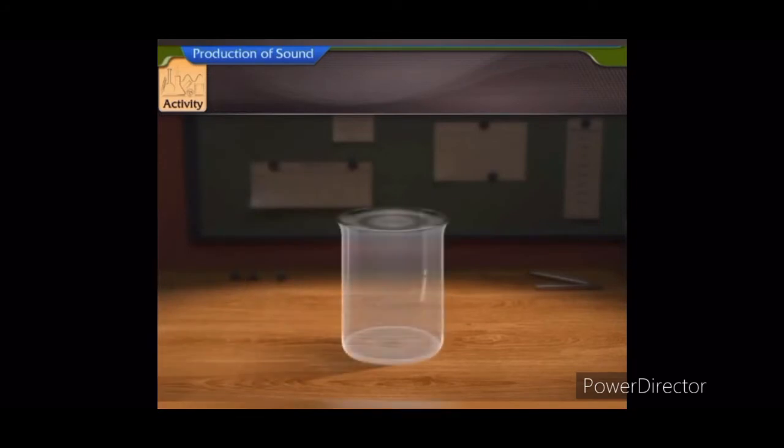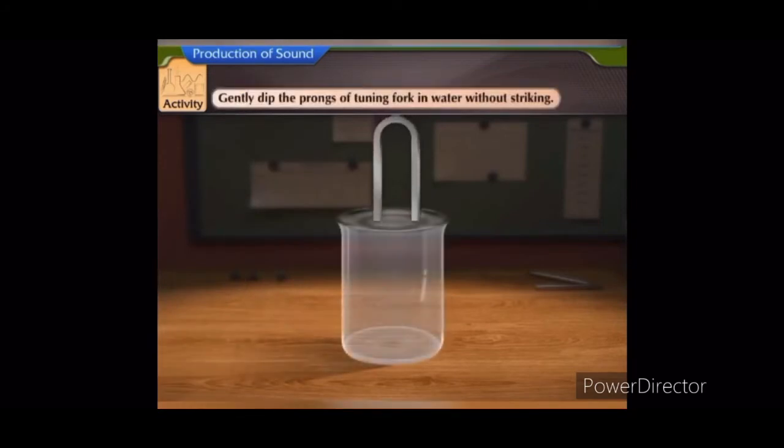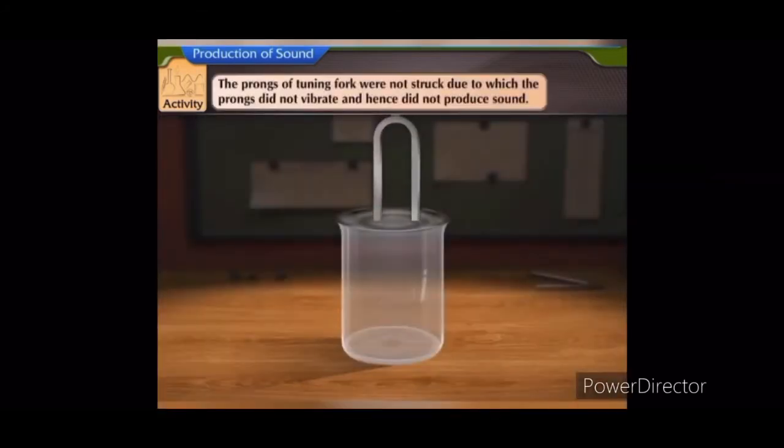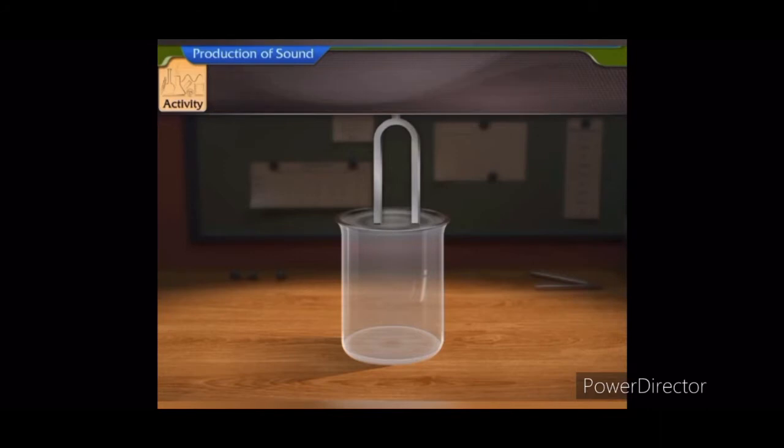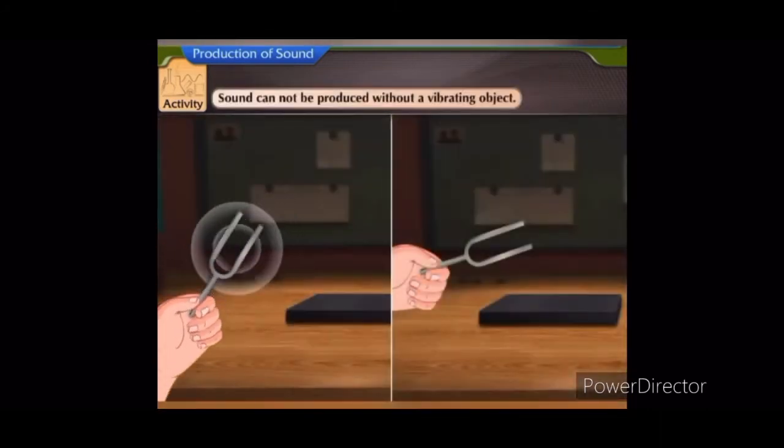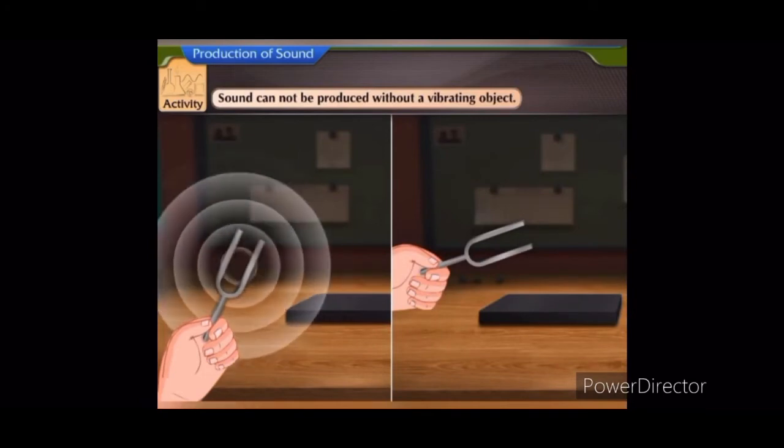Now, without striking, gently dip the prongs of tuning fork in water. Do you hear any sound or water splashing? No, it is because the prongs of tuning fork were not struck, due to which the prongs did not vibrate, and hence did not produce sound. We can therefore conclude that sound cannot be produced without a vibrating object.